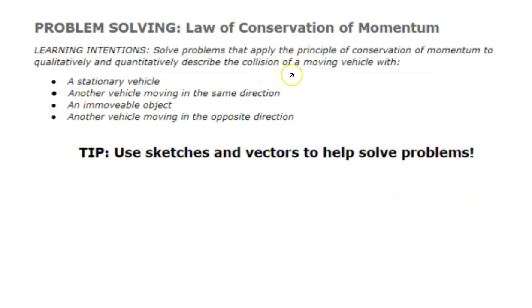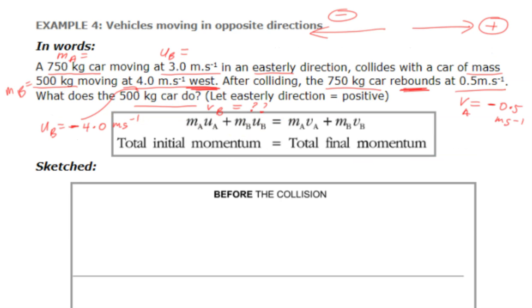Our next example is going to deal with collisions between a moving vehicle and another vehicle moving in the opposite direction. Again, annotating the problem, making sure that we identify the positive direction. East is positive and west is negative. So when we look at vehicle B, it's moving in a westerly direction, so we need to make sure that we put its initial velocity as minus 4.0.